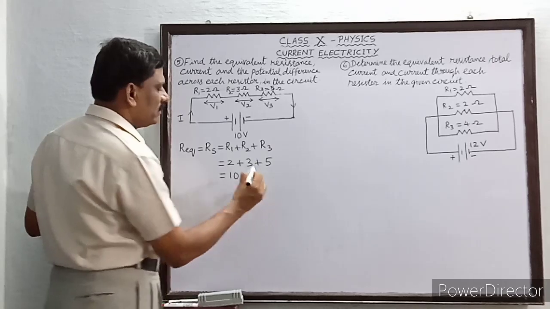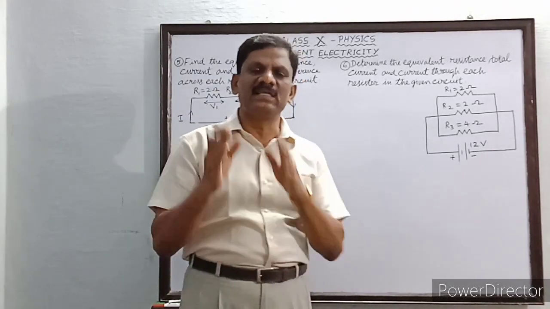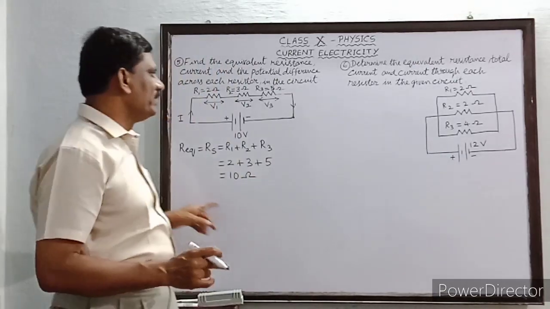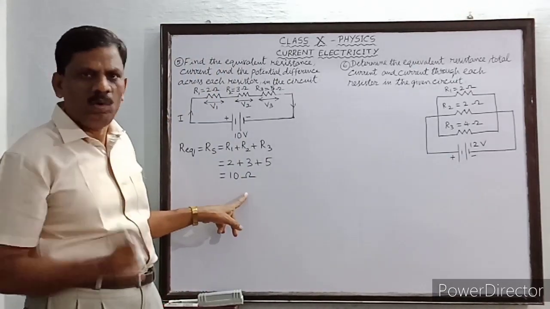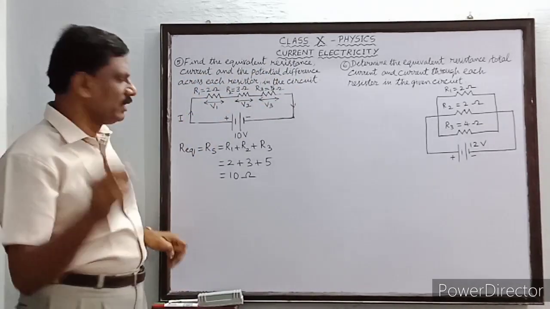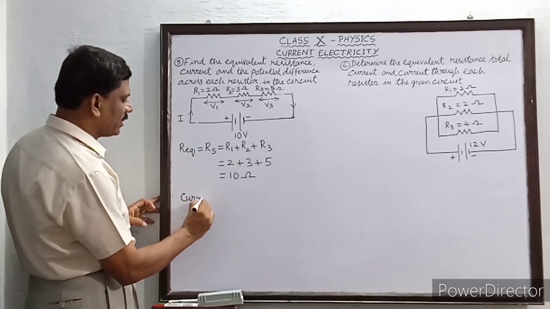Okay. Did you all understand? So the equivalent resistance is the sum of the individual resistances, and we find that its value is equal to how much? 10 ohm. Okay. Now what should be the current in the circuit? Therefore current in the circuit.